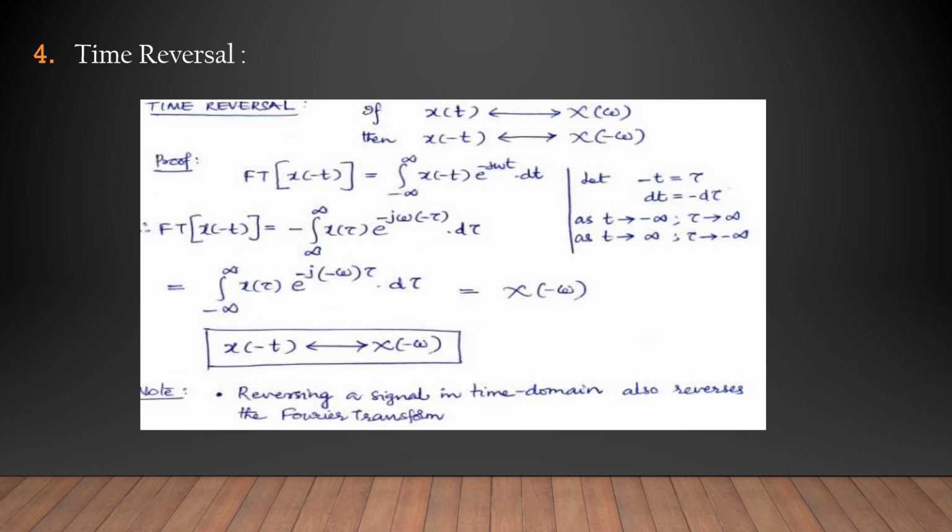Therefore, minus integration, which becomes plus integration, of x of tau into e power minus j of minus omega into tau into d tau. By knowing the standard equation of the Fourier transform, the above equation can be written as X of minus omega. Therefore, x of minus t, when it undergoes the Fourier transform, will exhibit X of minus omega. Hence proved. Note: reversing a signal in the time domain also reverses its Fourier transform.